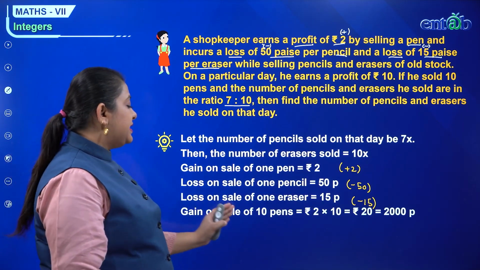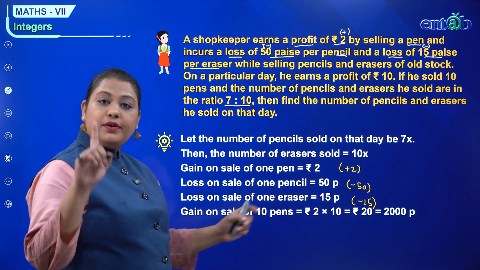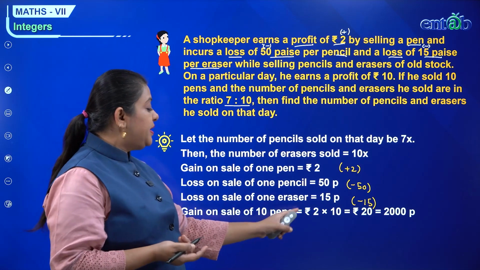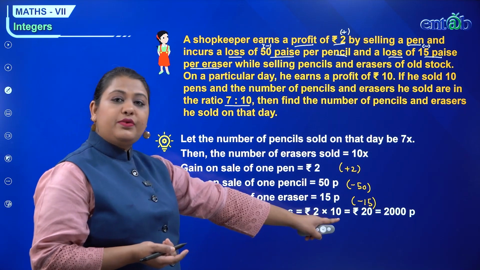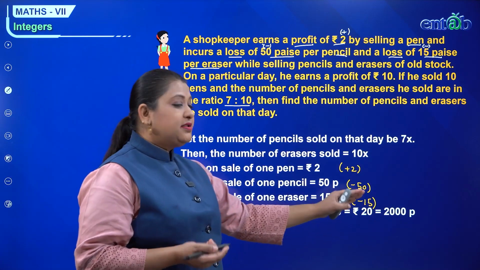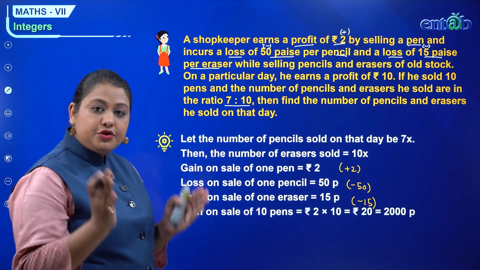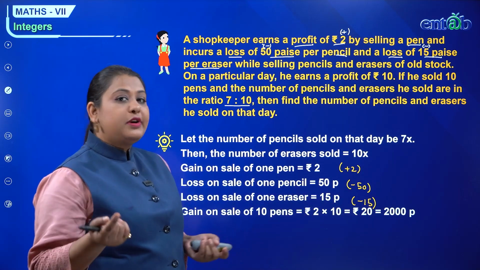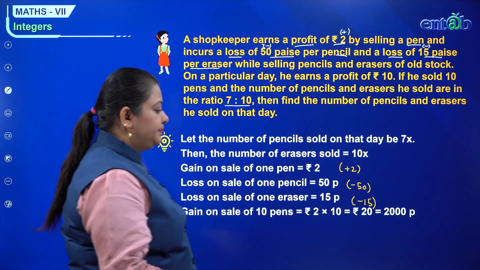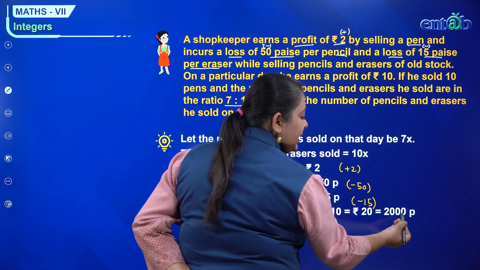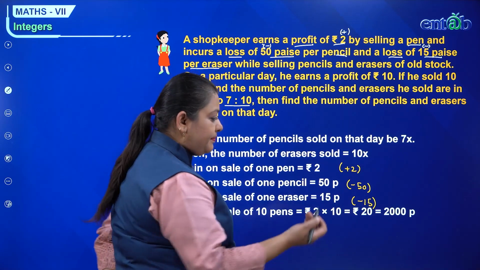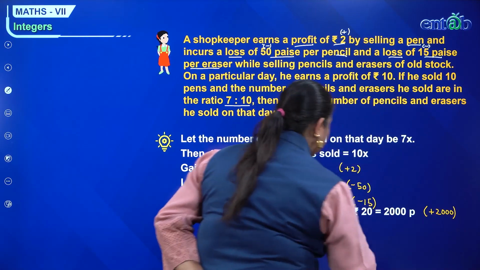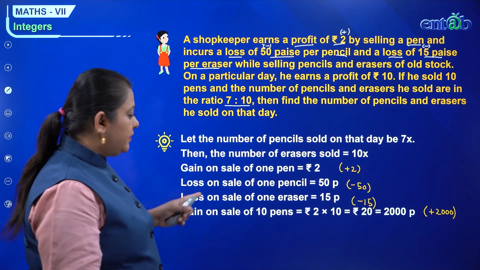Next, gain on sale of 10 pens, that is on 1 pen he is earning a profit of 2 rupees. So, on 10 pens it would be 2 rupees multiplied by 10, that is 20 rupees. And for ease of calculations, the calculations should be in the same units, so I am converting 20 rupees into paisa. We already know that 1 rupee is 100 paisa, right. So, 20 rupees would be 20 multiplied by 100, that is 2000 paisa here. So, this will again be plus 2000 as it is profit, right.